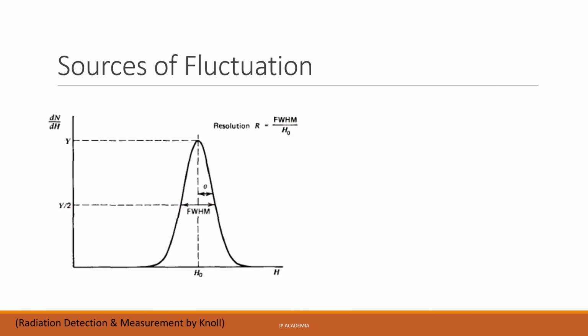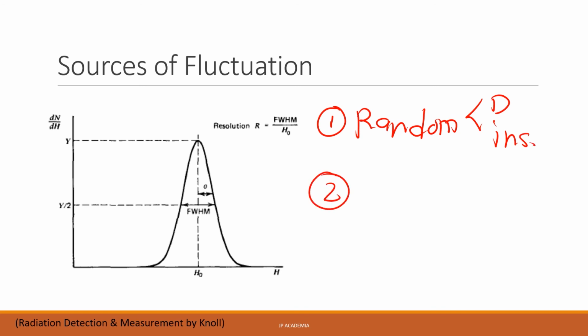There are a lot of possible sources of fluctuation in your radiation detector, especially for radiation spectroscopy. It can be characteristic to your detector. We can have some random noise that is due to your detector or due to the instrumentation of the system. The second source of fluctuation is your statistical noise, and this can be due to the discrete nature of the radiation emission.